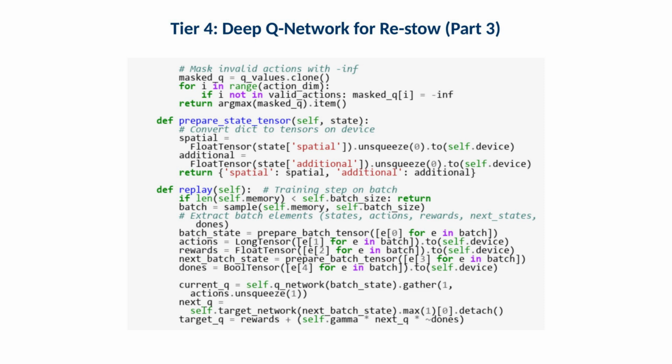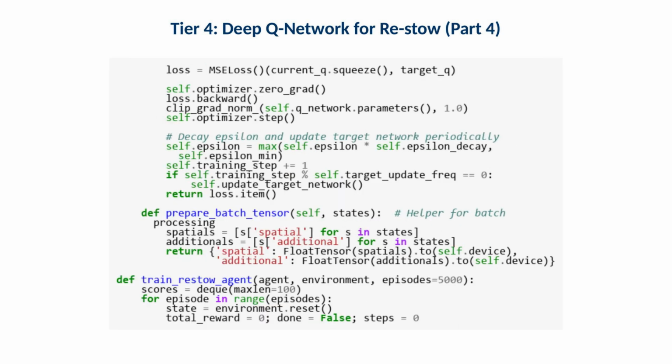This part shows action selection and explicit masking of invalid actions. This is essential for re-stow because many action combinations are infeasible due to occupancy and constraints. This part shows the replay training step: sampling a batch, computing targets, minimizing error, and applying gradient clipping. These mechanics help the agent learn reliably from simulated re-stow experience.